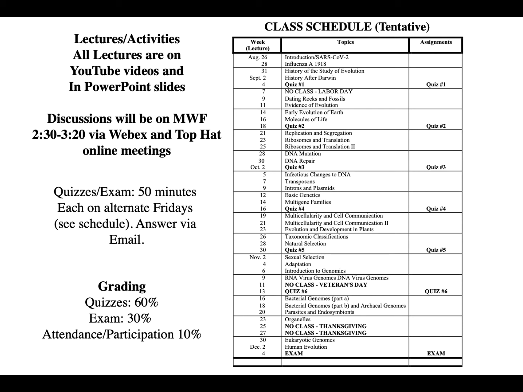This is an outline of the course. There will be a combination, sort of what's called a flipped course, so that the lectures and activities will all be on YouTube videos and in PowerPoint slides. So you need to view those prior to our 2:30 to 3:20 meetings on Monday, Wednesday, and Fridays. On those days, I will assume that you've all listened to those videos and looked at the slides, and then we will discuss them on WebEx and TopHat online meetings.